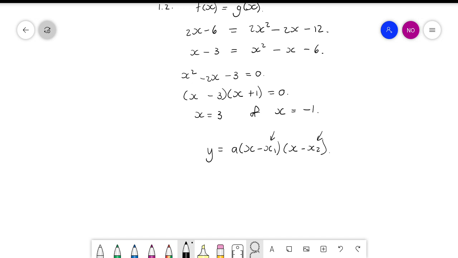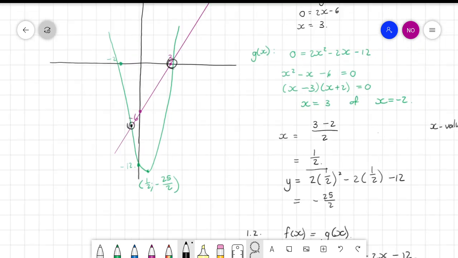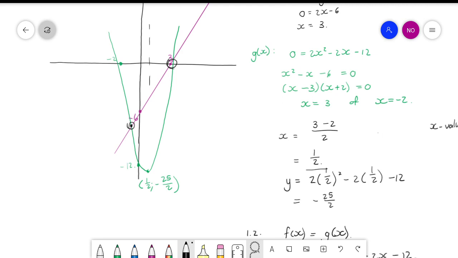I got the turning point by using the axis of symmetry. So, the axis of symmetry for this parabola will go through x is equal to a half. And then a half you substitute back into the original formula. Not the simplified formula where we divided by 2. The original formula. Do you have a question, Bashira?